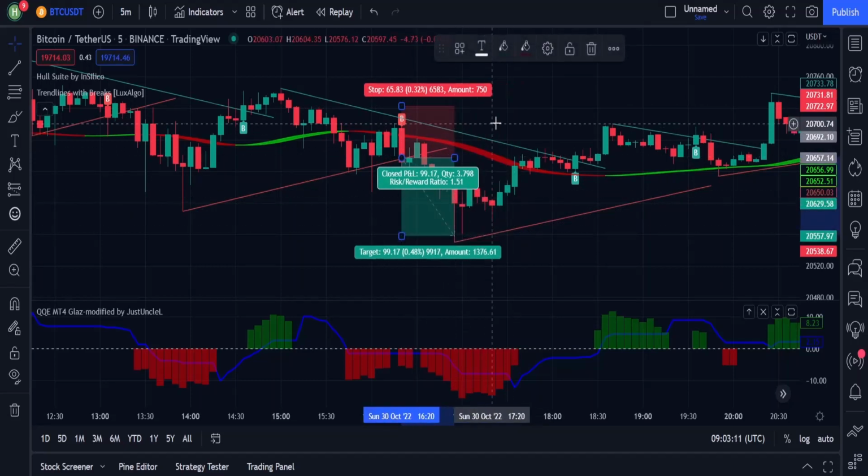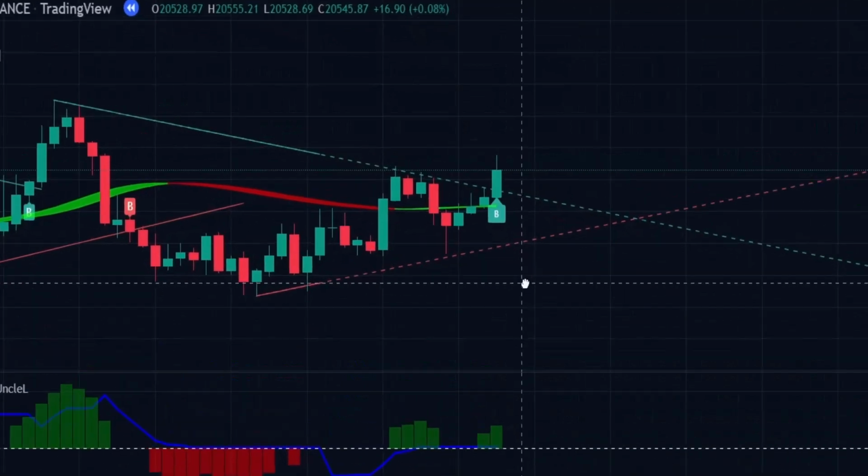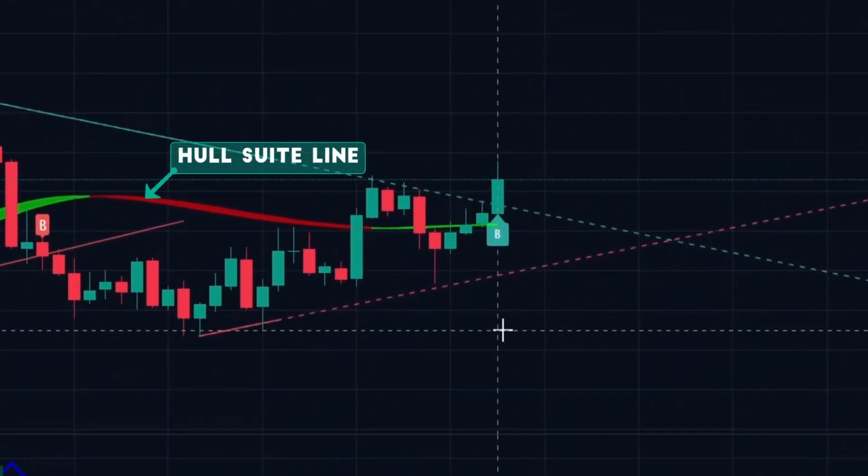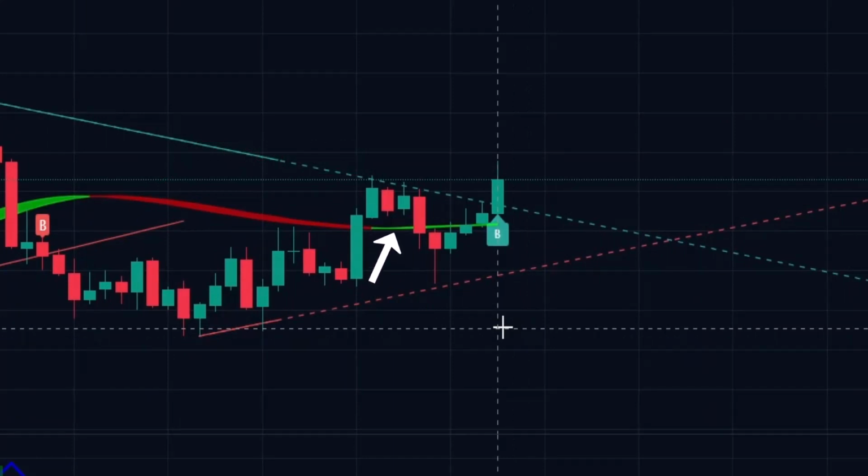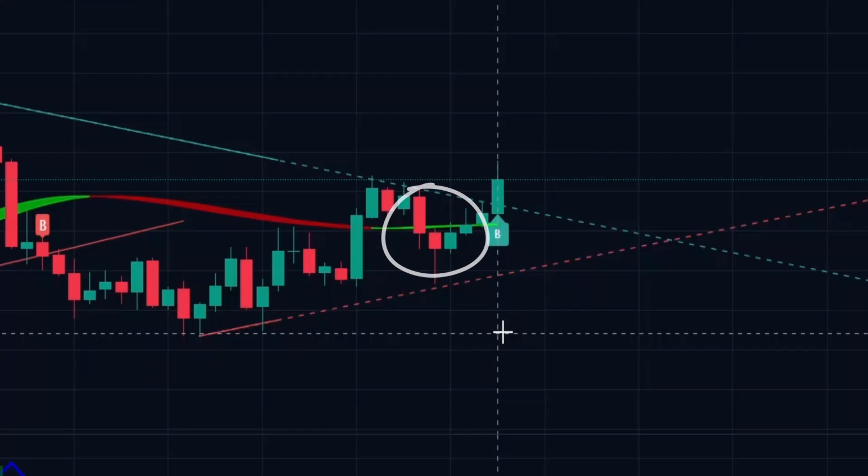Now let's understand the rules for entering buy positions. First, the Hull Suite indicator must be green in color. We can see it is indeed green here. Secondly, the market needs to form a pullback, just like a sell trade, but the opposite. And during such a pullback, the Hull Suite indicator must stay green.